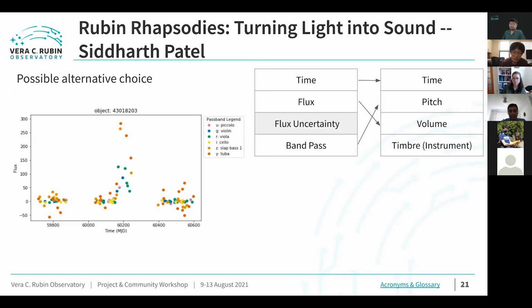So there isn't a single or standard way to map features to sound properties. Here, for example, we can have an alternate mapping where we map time to time as usual, but instead map flux to volume and bandpass to pitch. But in this example, we lose information on the uncertainty. Let's play this sonification. Next slide.